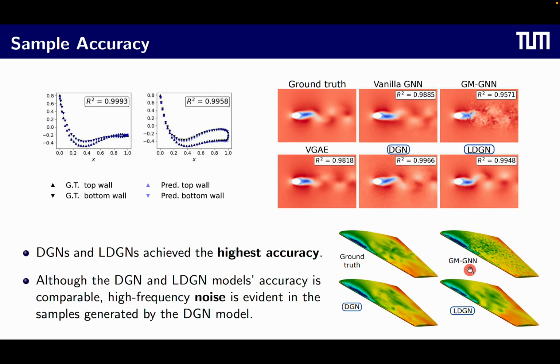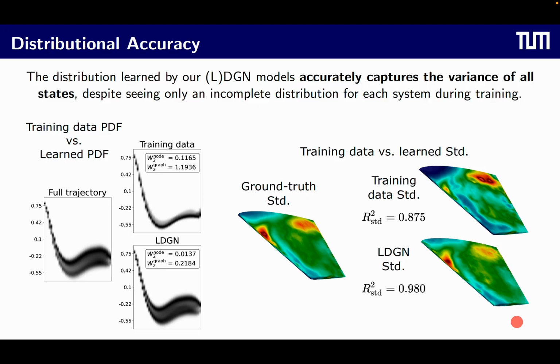This was also confirmed in the third task, where the latent diffusion graph net produces more accurate fields. And this was also quantified using the graph Fourier transform of these generated fields. What we were more interested in was the distributional accuracy.